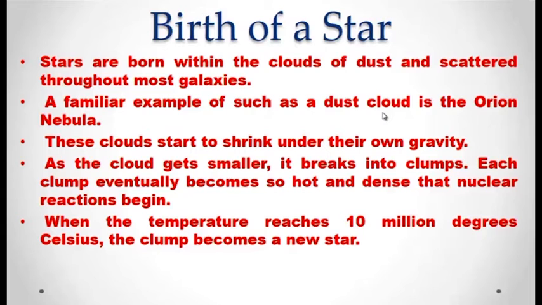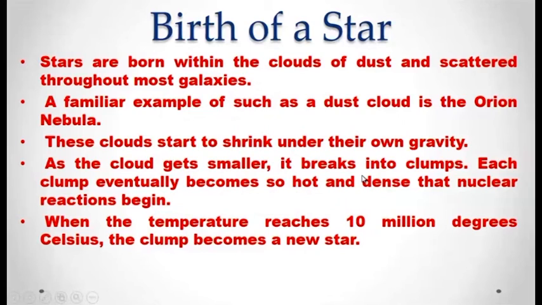Each clump eventually becomes so hot and dense that a nuclear reaction begins in that cloud. Nuclear reactions, especially nuclear fusion, require high temperature, and due to that nuclear fusion reaction, temperatures of the order of millions of degrees Celsius will be produced. So, when the temperature reaches 10 million degrees Celsius in the formation of the star, the clump formed by the shrinking of the cloud becomes a new star. This is a star born in the universe.